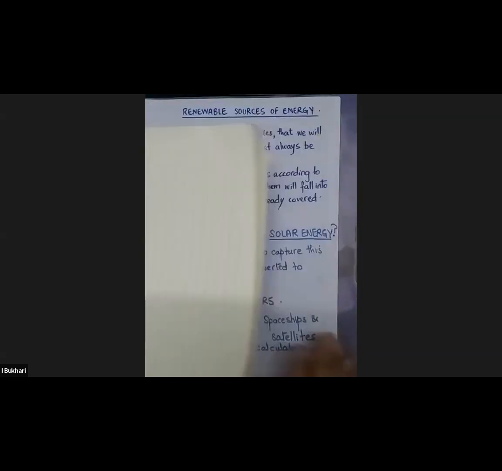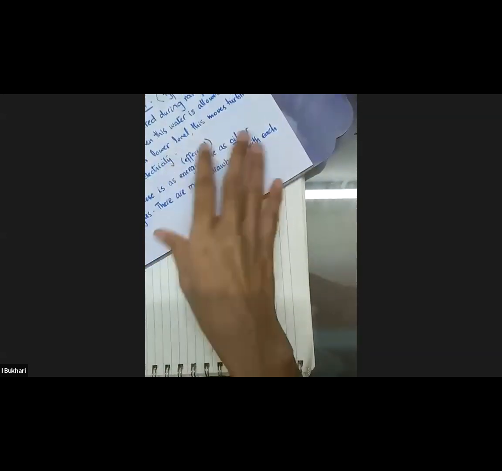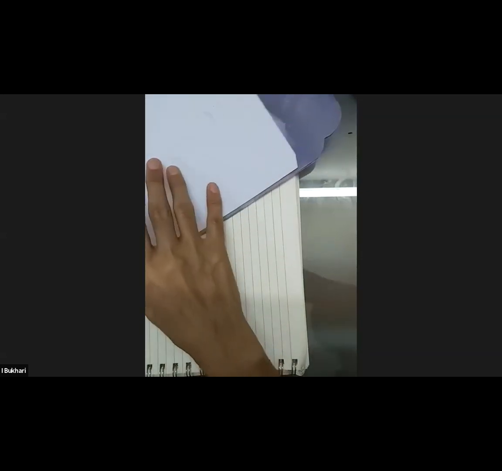And the examples of non-renewable sources of energies are, did anybody read? Did anybody take the time out to read before the class? And if there is somebody like that, can that person suggest a few examples of non-renewable sources of energy? Yes.